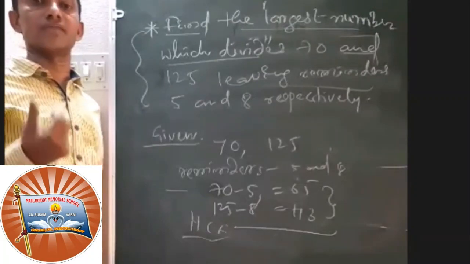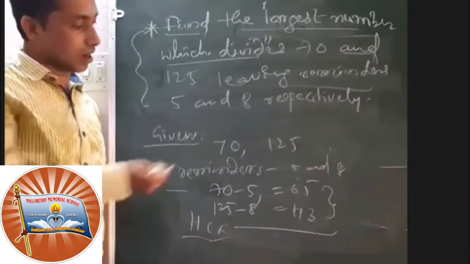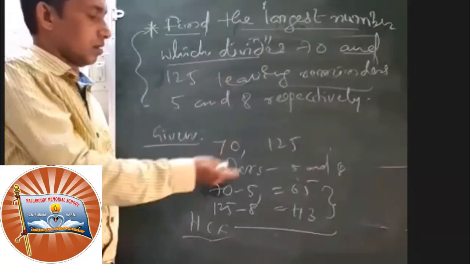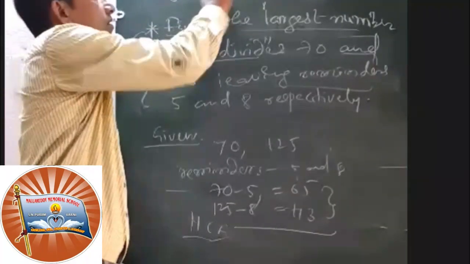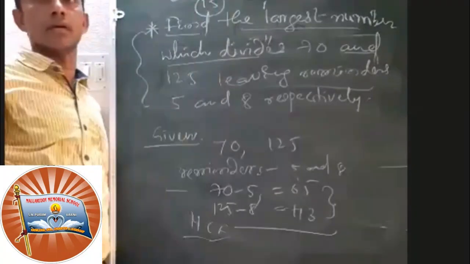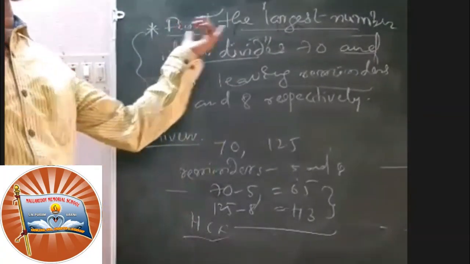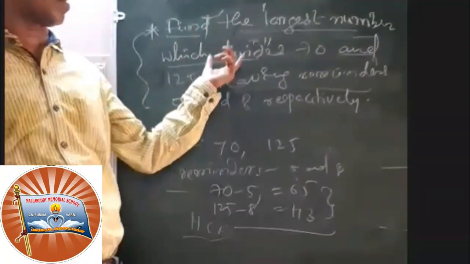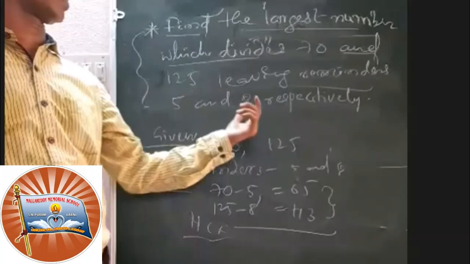Or one more question will be like this. If Abhijna said that the HCF of 65 and 113 is 13 or 15. Yeah, one more. This is the question: Find the largest number which divides 70 and 125, leaving the remainders 5 and 8 respectively.